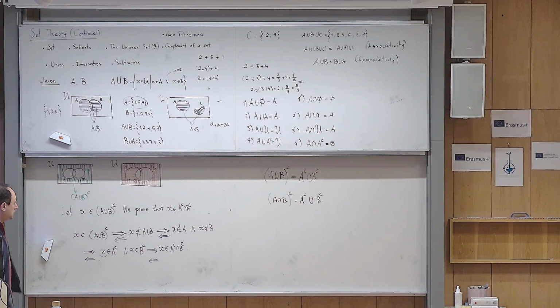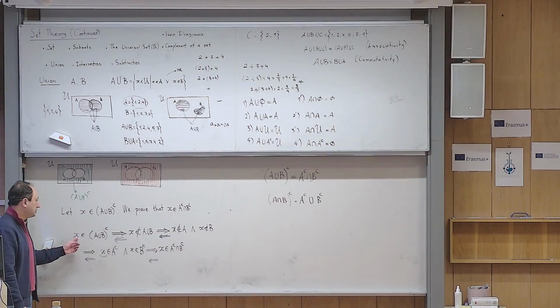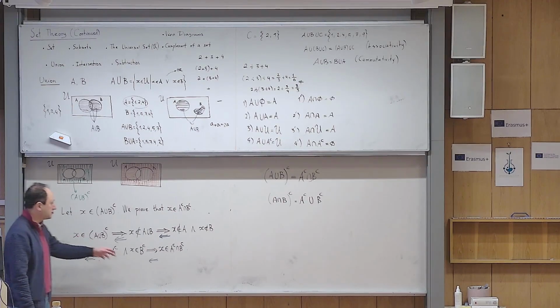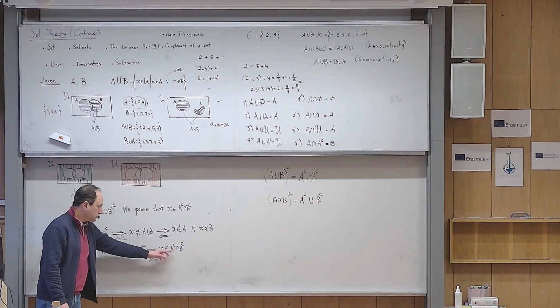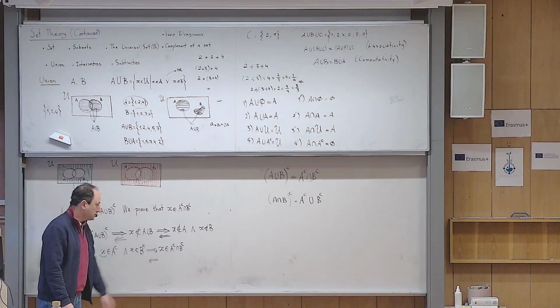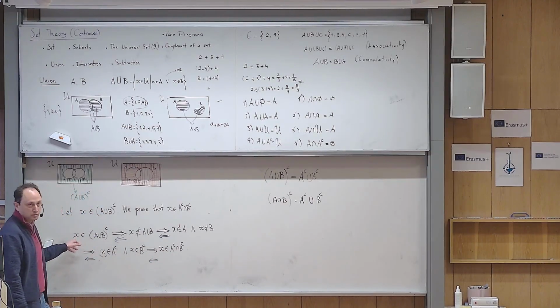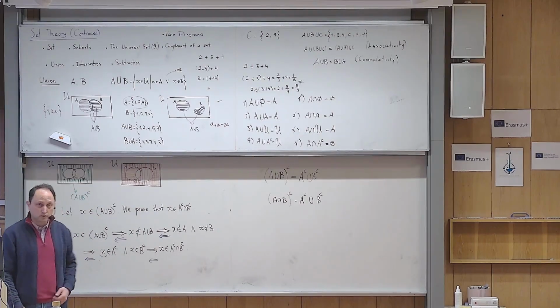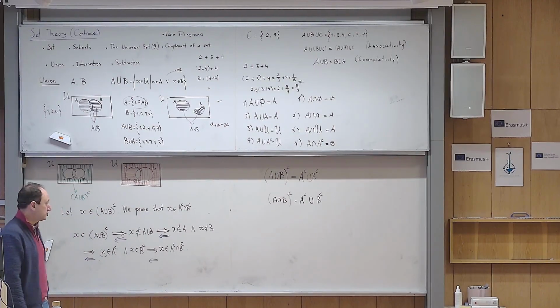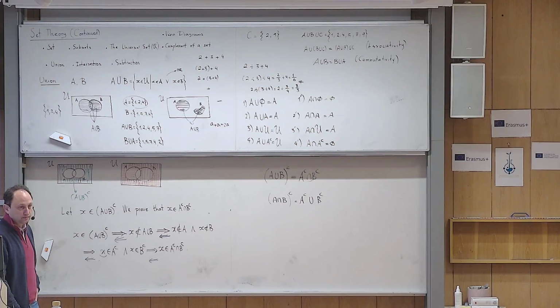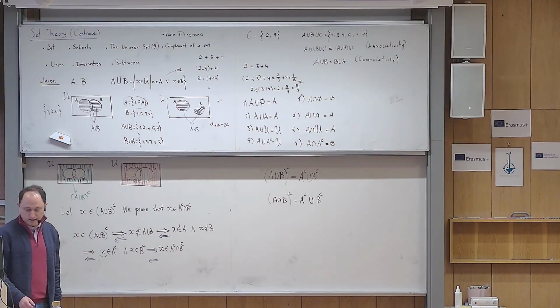So you see that I can choose an element on the left and show that X belongs to the right, and I can also start from an element in the right and show that that element belongs to the left. So it means that these two sets have identical elements, so they have to be equal. Yes? Is that understandable?